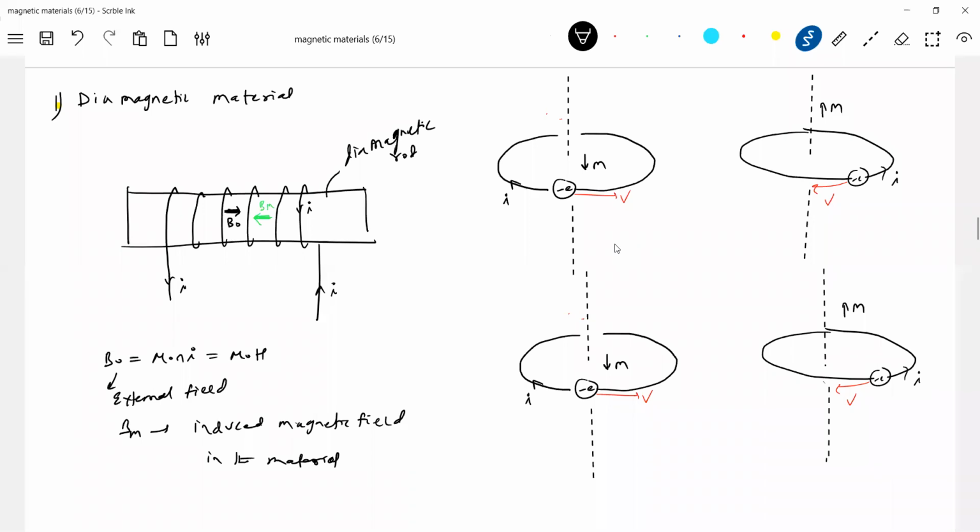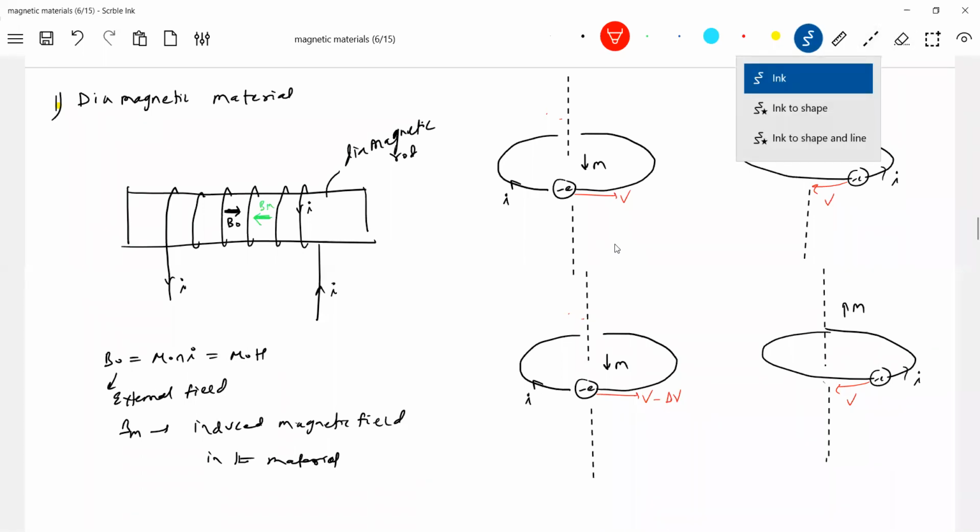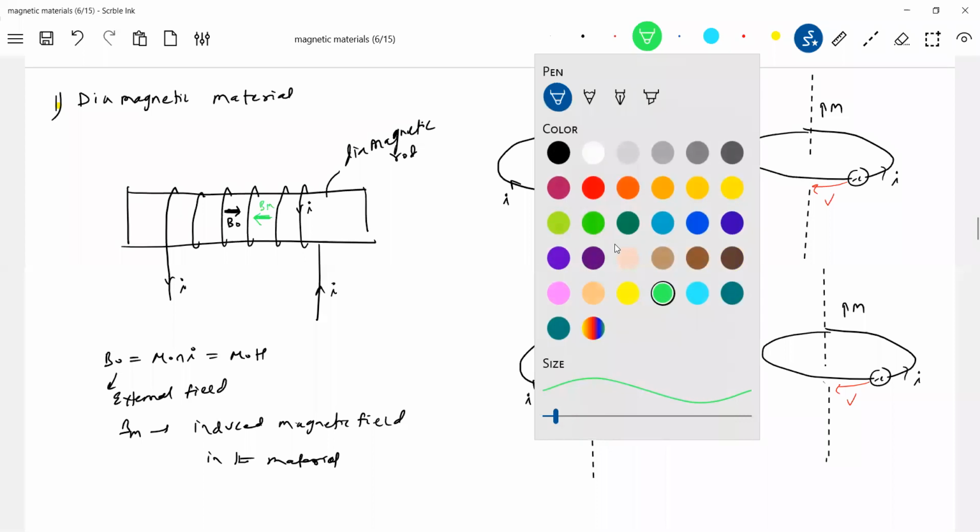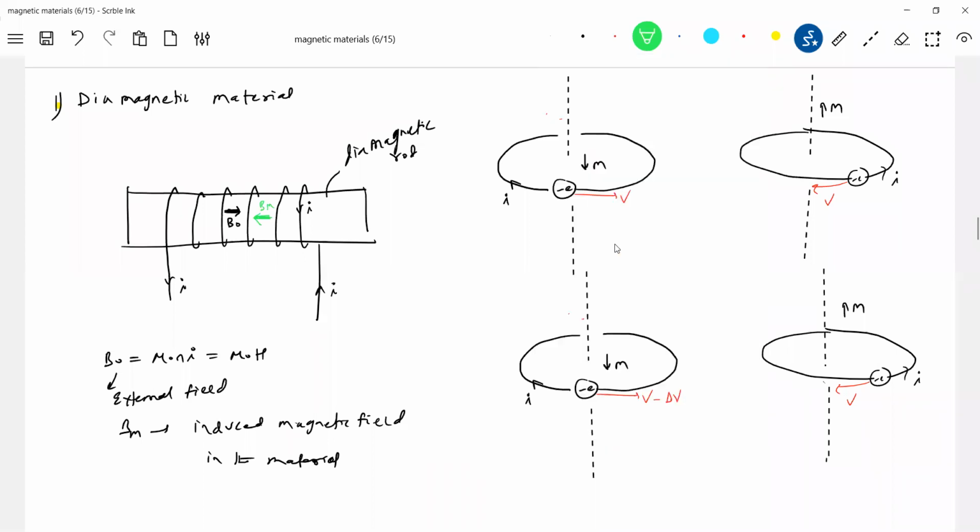The velocity of one of the bar magnet will slightly decrease. Sir, how are you bringing the magnetic field? Next question. The external magnetic field will be the black arrow. This is the external magnetic field. That is the B naught I'm showing.